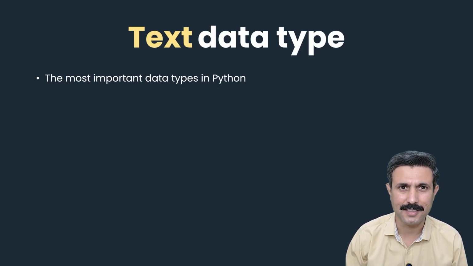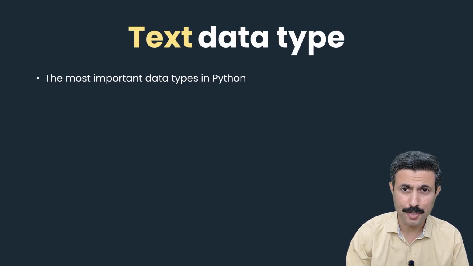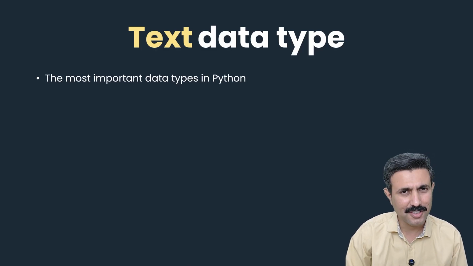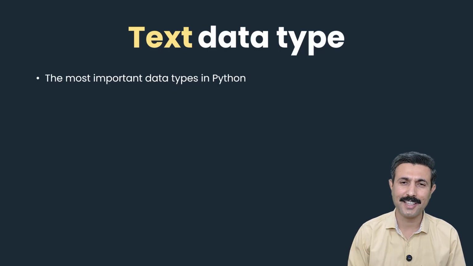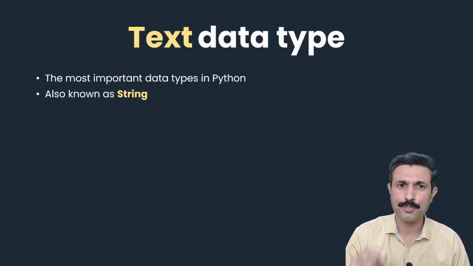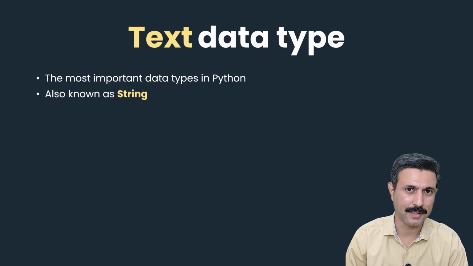Just think about it like this: your name, your email ID, your password, the message you send to your friend, or any important instructions you are writing. All these things are just text. Now Python gives you a powerful way to work with such a text data type, and that's called a string.